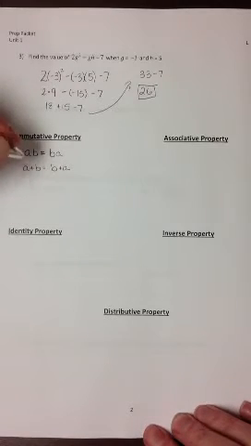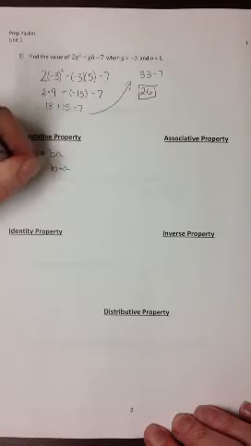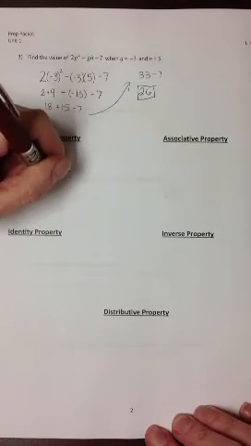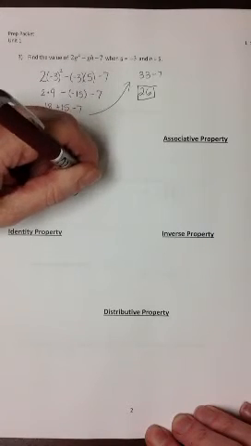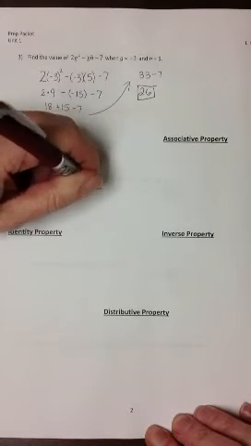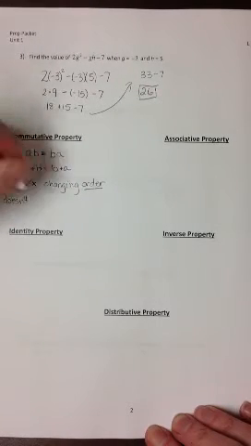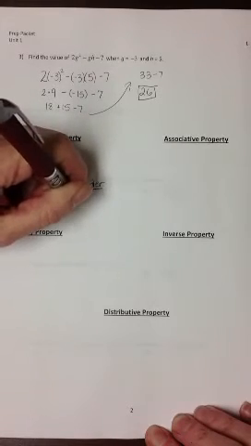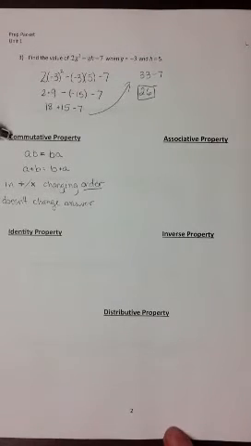Really what we're getting here is that in addition and multiplication, changing the order doesn't change the answer. So this is a property I'm sure all of you already knew. You may just not have known that it had the name commutative property.